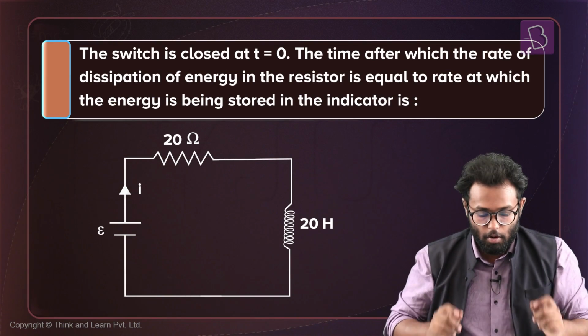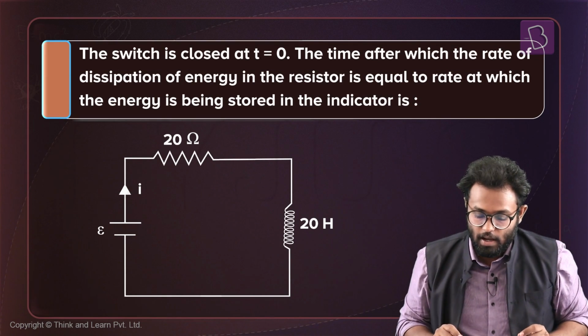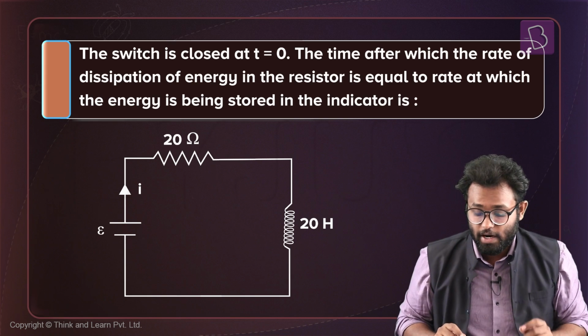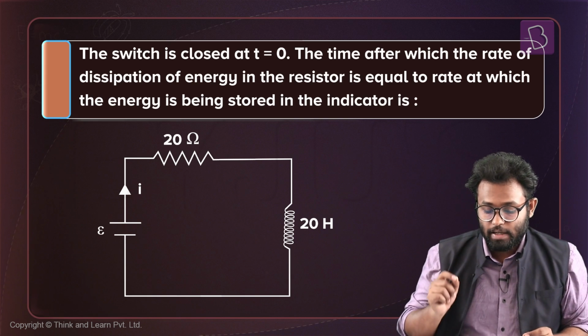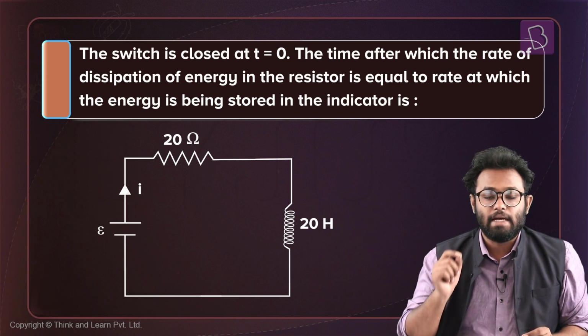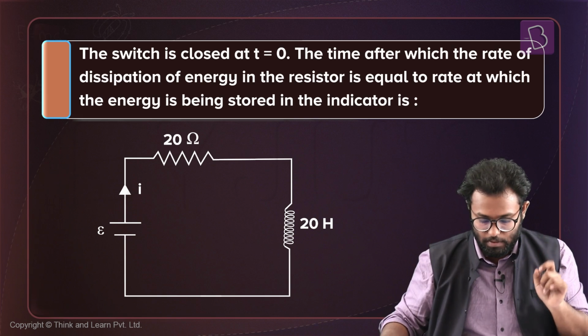Now let's look at the next problem. Here there's a switch which is closed at t equal to 0, and you have to find the time after which the rate of dissipation of energy in the resistor is equal to the rate at which the energy is being stored in the inductor. Now that sounds a bit complicated. Let's see what it means.